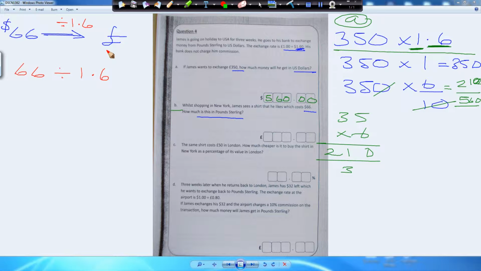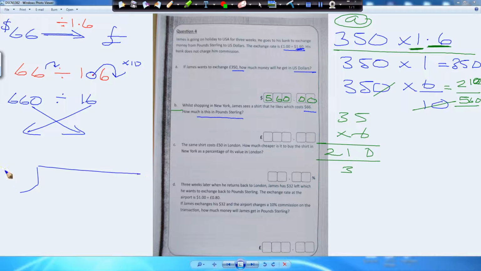Now, does anybody know the 1.6 times table? No. So we need to make this number into a whole number by multiplying it by 10. So 1.6 times 10 is 16. Is that a whole number now? Yes. If you multiply the second number by 10, you have to multiply the first number also by 10. So that gives you 660. So 660 divided by 16. You just set that up with the bus stop technique. A bit of long division coming here now.